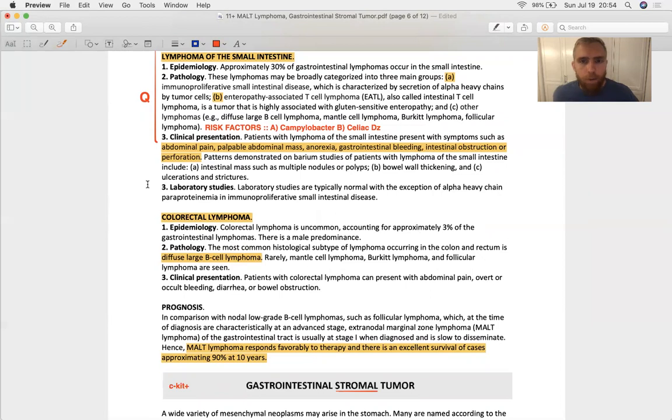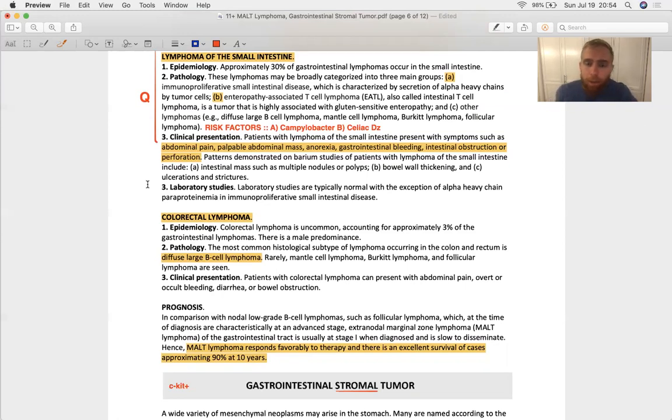What you ought to take away from this is that there are 3 subtypes of small intestinal lymphomas. You've got your IPSID, which is your immunoproliferative small intestinal disease, characterized by secretion of alpha heavy chains by tumor cells. Remember we said light chain restriction; this is kind of like heavy chain restriction in this setting. They're only making alpha heavy chains. You would expect to see different heavy chain populations expressed by these B cells, but you only see alphas. Oh, that's got to be a tumor.